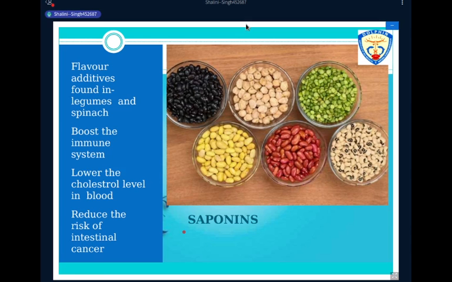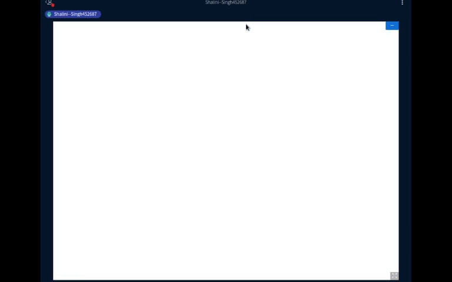Next are the saponins. What you see here are different types of pulses. Green gram, black gram, rajma, lobia. These are flavor additives found in legumes and spinach. They also boost the immune system, lower the cholesterol level in blood, and reduce the risk of intestinal cancer.